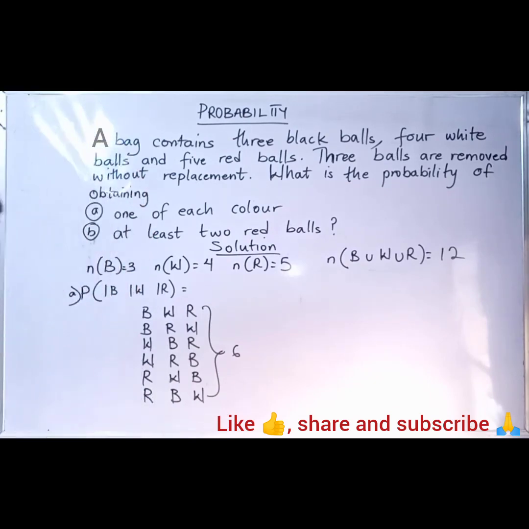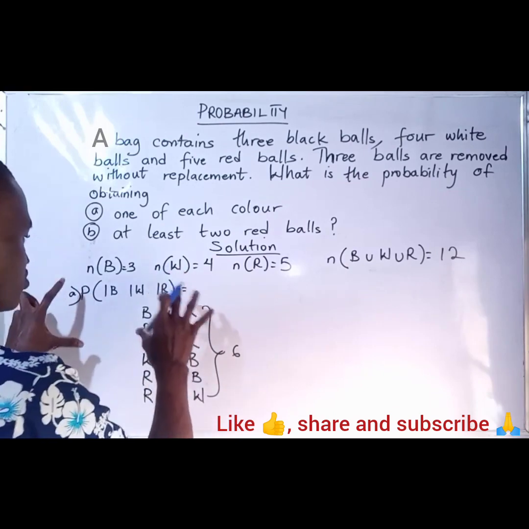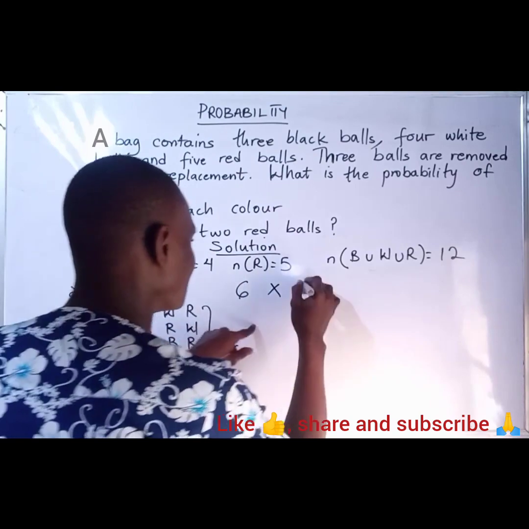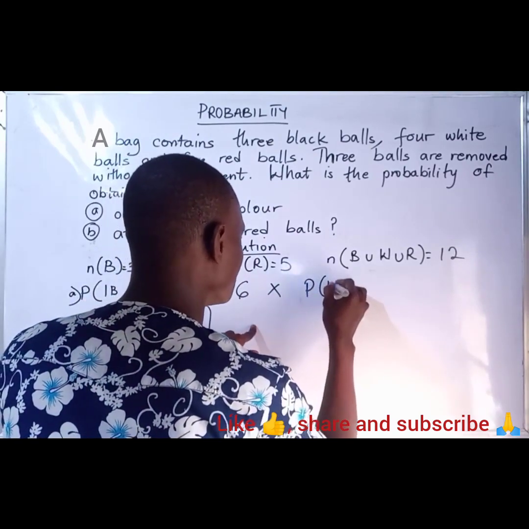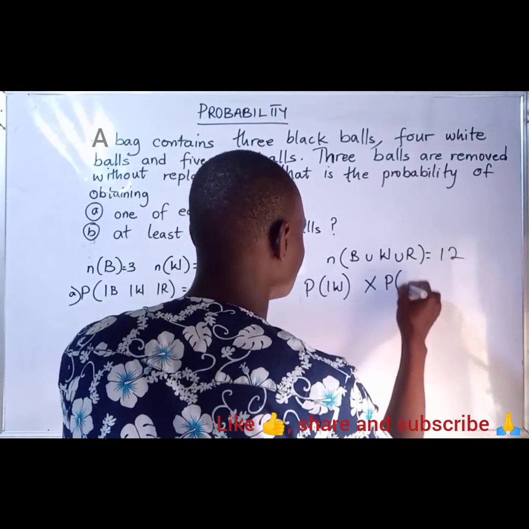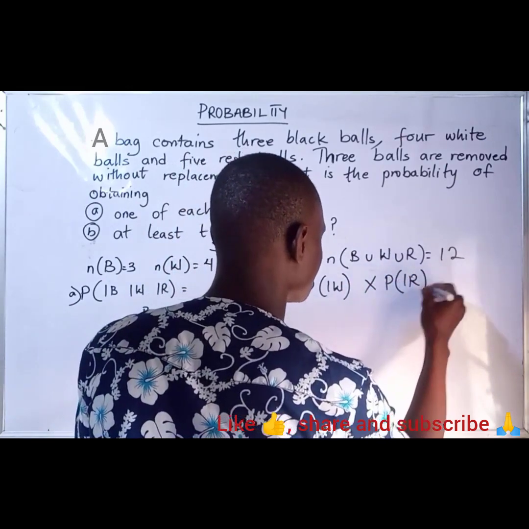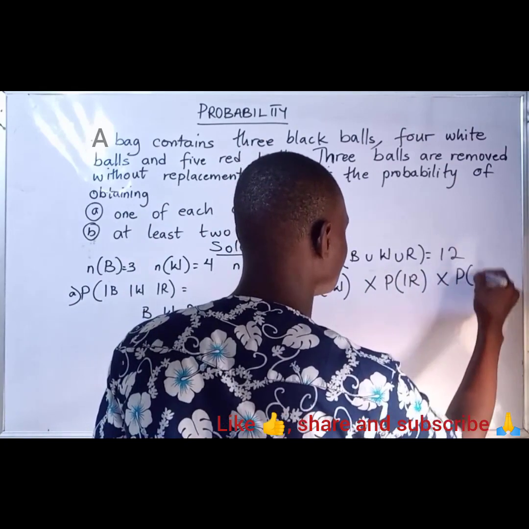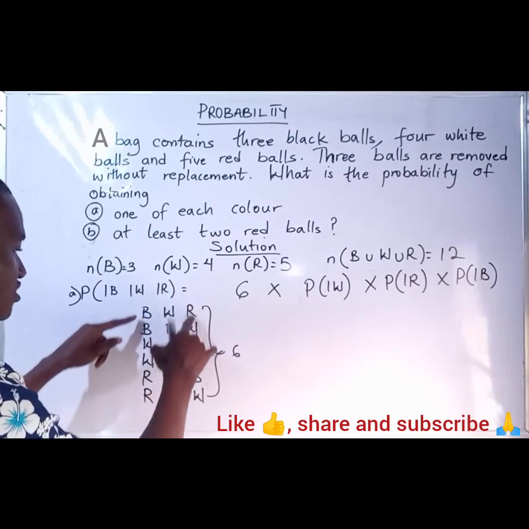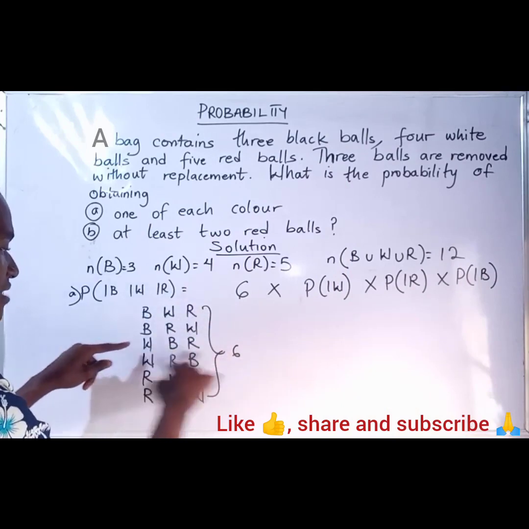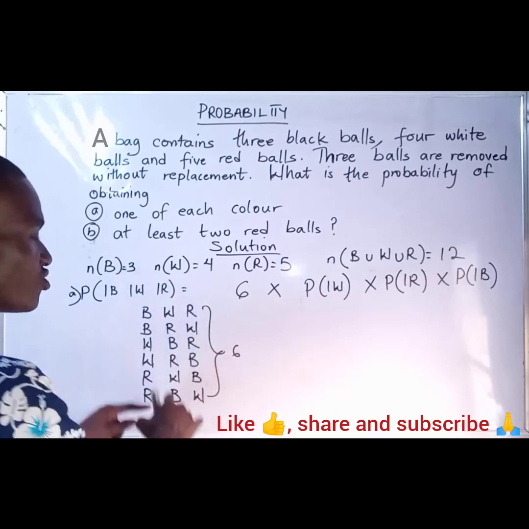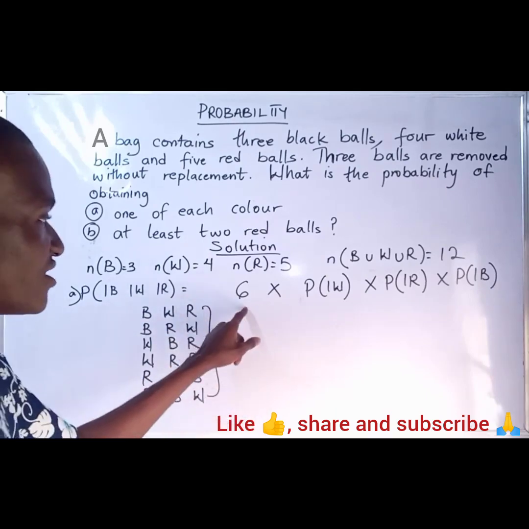Then if that is the case, this implies that the solution to this question is going to be 6 multiplied by the probability of picking one white, followed by the probability of picking one red, multiplied by the probability of picking one black. This is because all of these have equal probability, and that means all I have to do is multiply this whole probability by 6, and that is why you are seeing this.